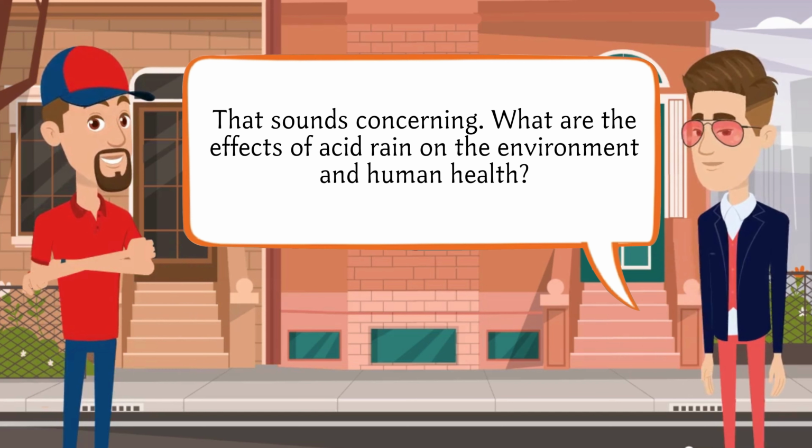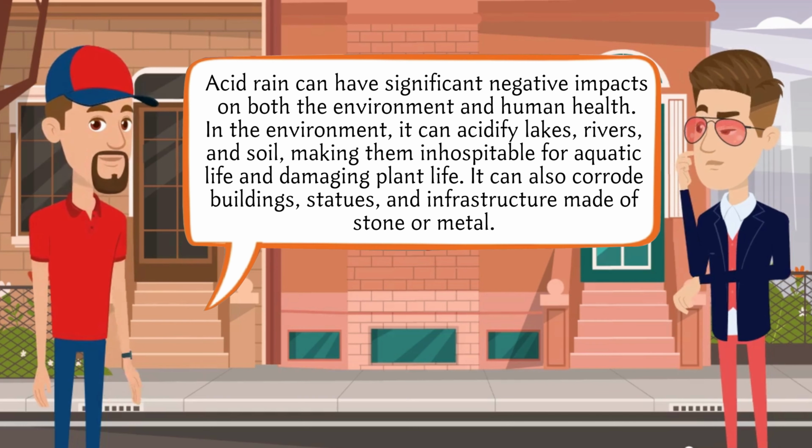That sounds concerning. What are the effects of acid rain on the environment and human health? Acid rain can have significant negative impacts on both the environment and human health. In the environment, it can acidify lakes, rivers, and soil, making them inhospitable for aquatic life and damaging plant life. It can also corrode buildings, statues, and infrastructure made of stone or metal.